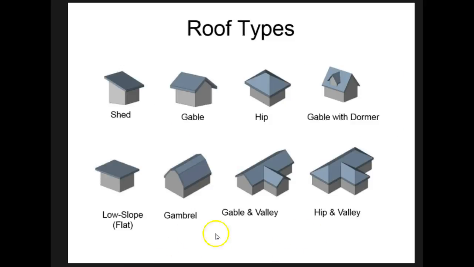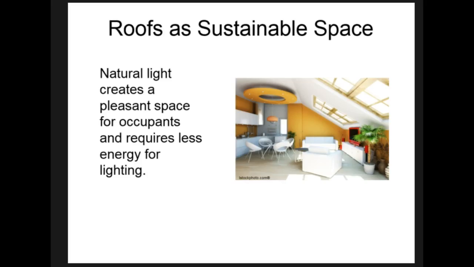This is the handout I gave you. You do need to know these kinds of roofs, and we're going to see some on the next slides. So one of the things that we can add to roofs is skylights or windows. And as we talk about the different architectural styles, you'll see things like dormer windows where they actually cut through the roof.